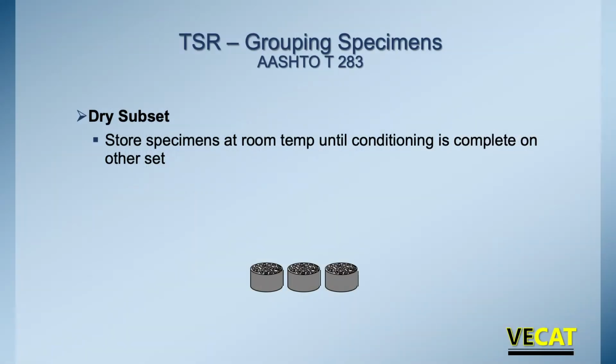All right, the dry subset. We're going to have a dry subset and a conditioned subset. The dry subset, those specimens are stored on a shelf until the other set's ready. I recommend maybe laying a cloth or a piece of paper over them. Just let them sit there so nobody messes with them.